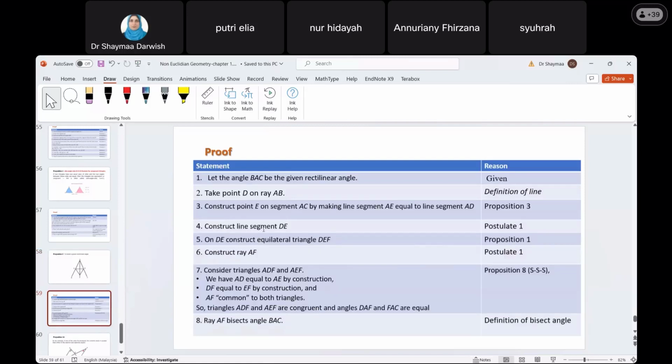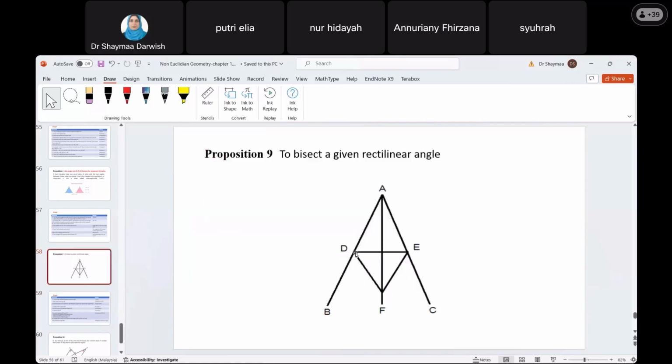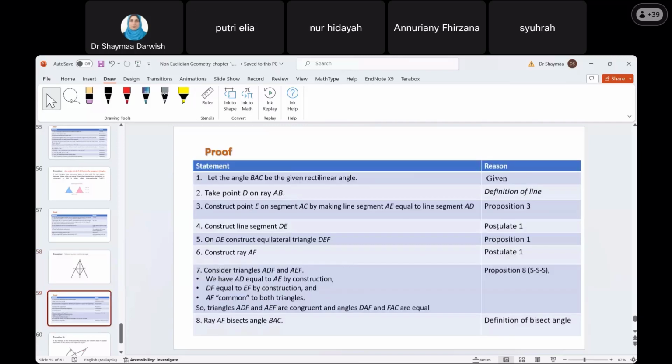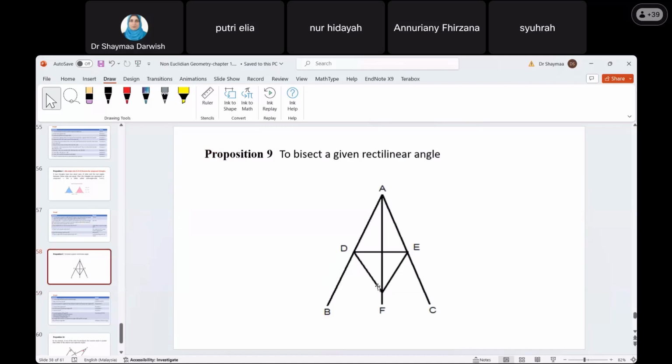Then you can construct line segment DE, because between any 2 points you can construct a line. This is axiom 1. Now on DE, construct an equilateral triangle. This is proposition 1. Then construct the ray AF.